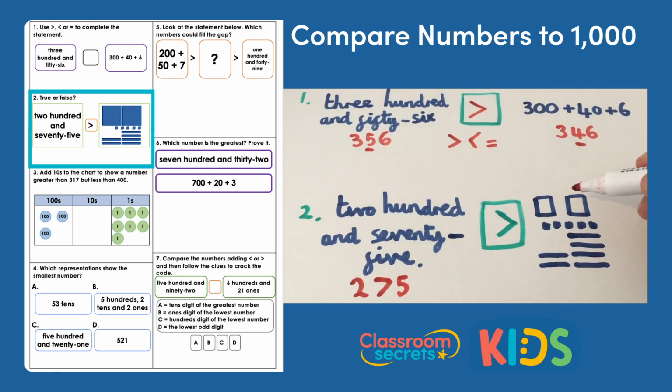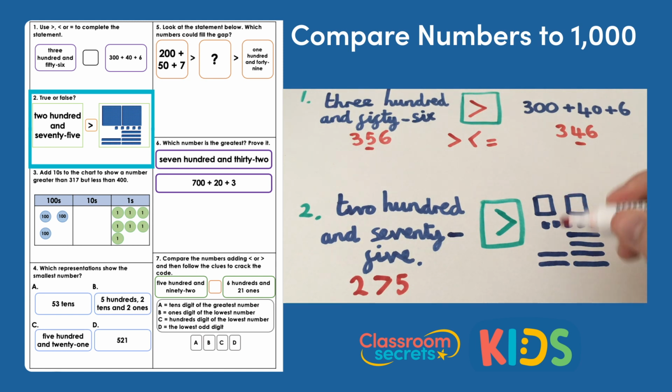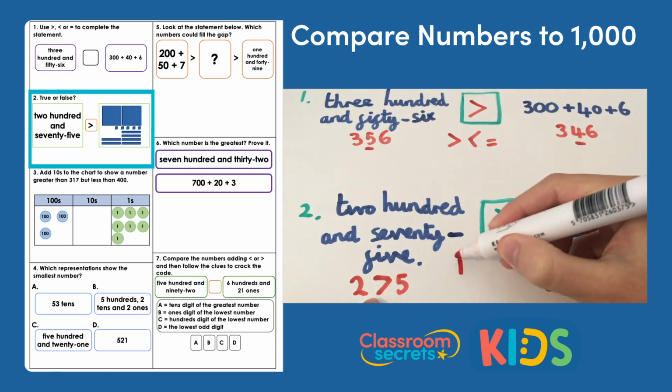And then let's have a look at our base 10. We've got 200s there. Remember our rods, the lines are our tens. 1, 2, 3, 4, 5, 6 tens. And 1, 2, 3, 4, 5 ones. So our number there is 265. Again, the hundreds are the same, so we look at the tens. There are 7 tens in this one and only 6 tens in this one. So 275 is greater than 265. So this one is true.